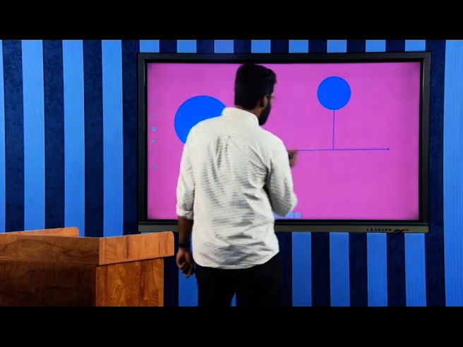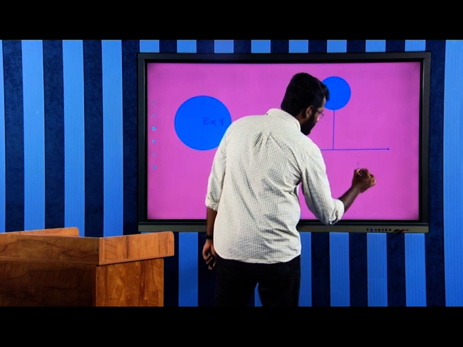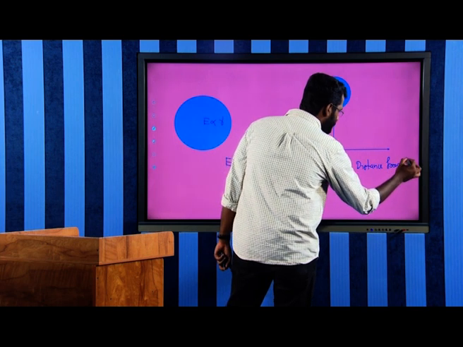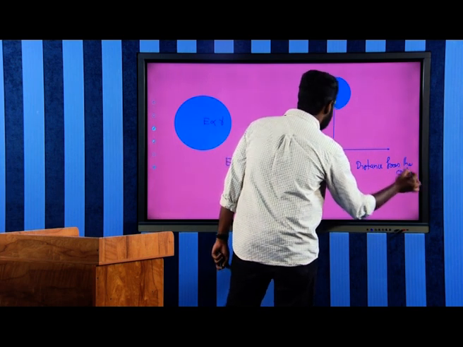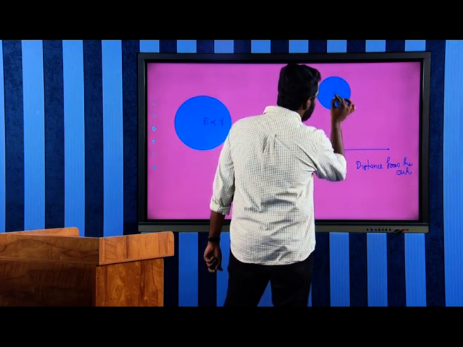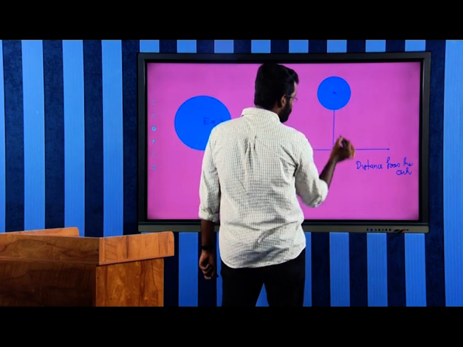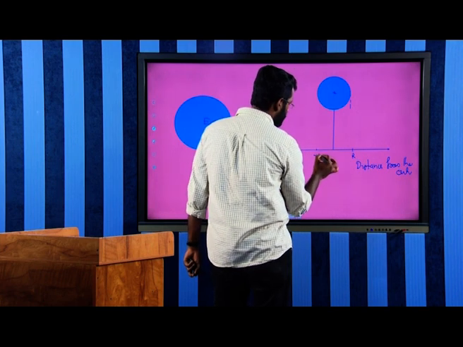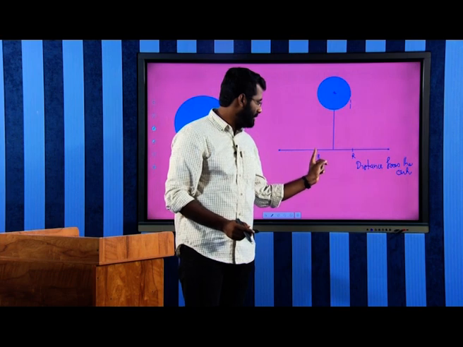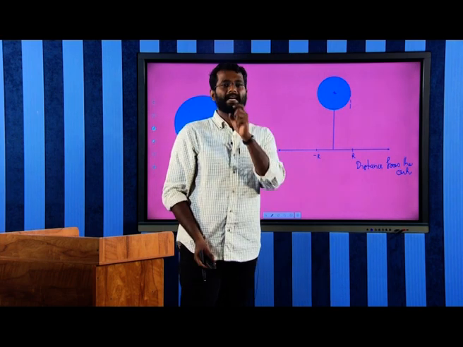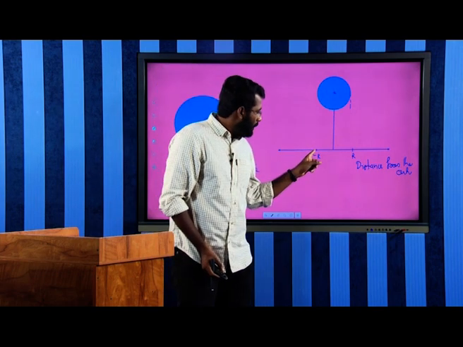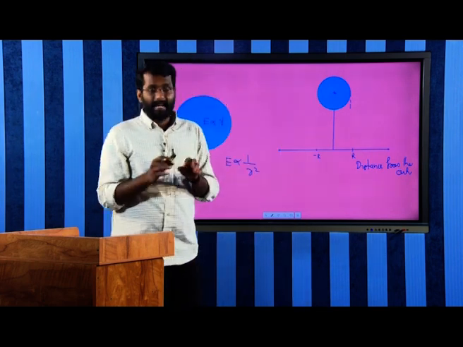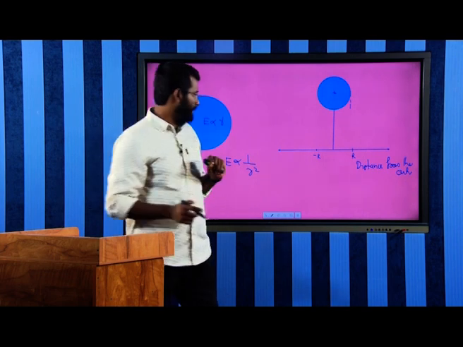This horizontal axis shows the distance from the center. Here this is the center of the sphere, and as we go away from it, this will be the r and this will be the minus r. So inside the sphere means on this axis from minus r to plus r, and beyond minus r and beyond capital R or plus r, they are outside the sphere.